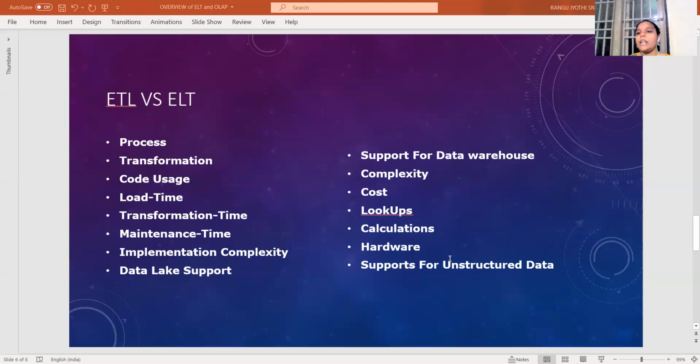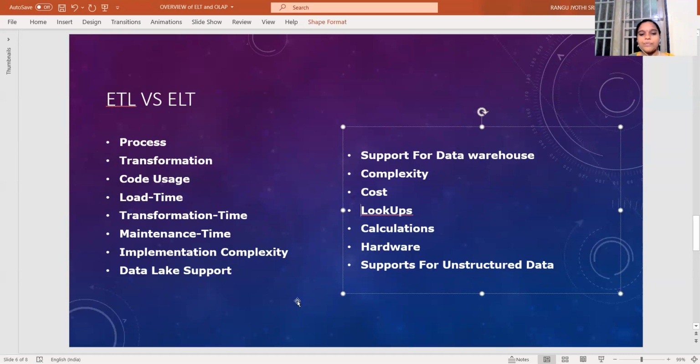Comparing the hardware between ELT and ETL, in ETL, the tools have unique hardware requirements which are expensive, whereas in ELT, it is a new concept and complex to implement. So the hardware infrastructure is more in ETL. Coming to support for unstructured data, let us compare how both support it. ETL supports relational data, whereas ELT helps with unstructured, readily available data. And these are the 14 major differences identified between ELT and ETL.